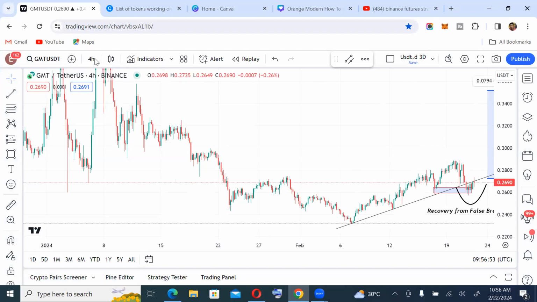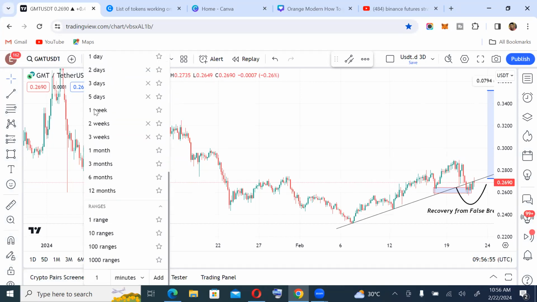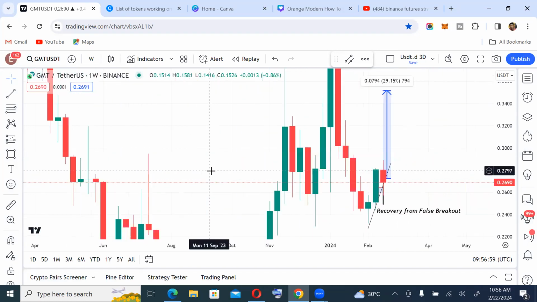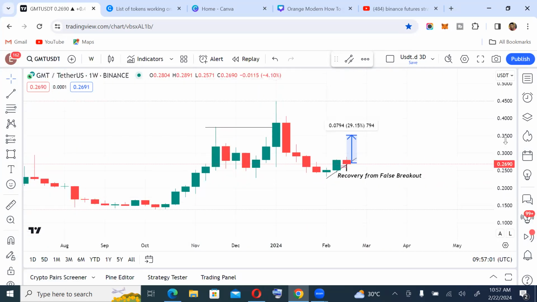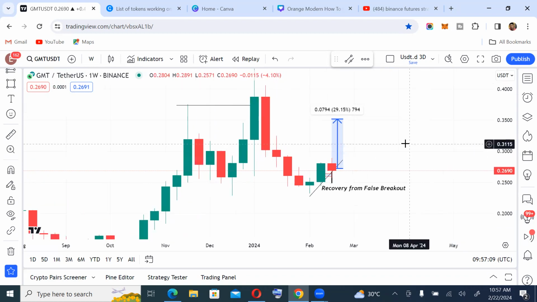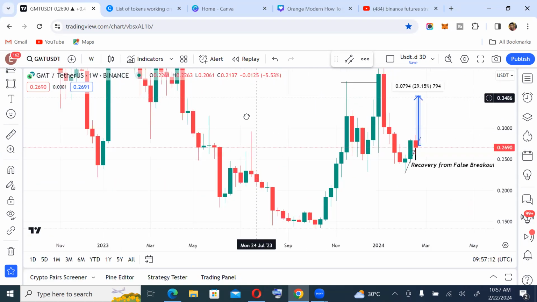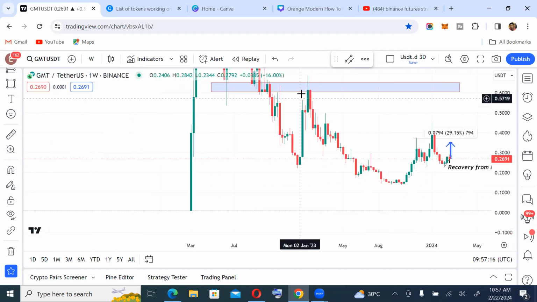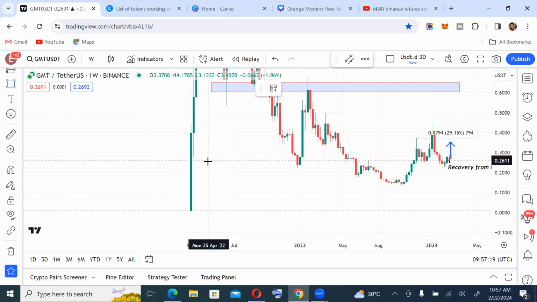So let's see what GMT is currently doing on the weekly time frame. I want to see what GMT is currently doing right now. Okay, let me wipe this off. No need for that. Okay, so GMT currently, let's plot our support and resistance. We'll have one level here. And we also have another level here.